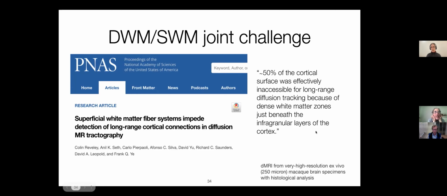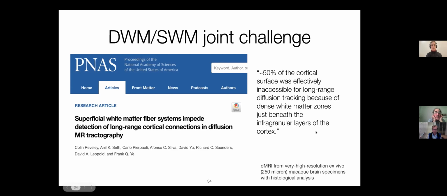in the macaque, suddenly they see these dense white matter zones just beneath the infragranular layers of the cortex, very dense superficial white matter zones. But then they say that impedes tracking of the deep white matter or the long range white matter fiber tracts. They say that half of the cortical surface was effectively inaccessible for long range diffusion tracking, because basically the tractography just couldn't get through the dense U fiber zone immediately under the cortex, so it couldn't reach the cortex.